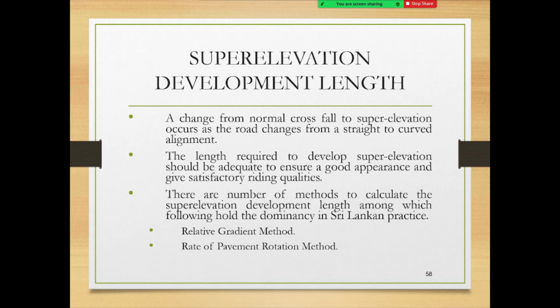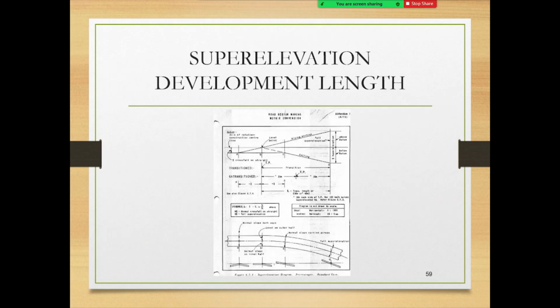There are a number of methods to calculate super elevation development length, among which the following hold dominance in Sri Lankan practice. So there are two methods. One is the relative gradient method. The other one is the rate of pavement rotation method. So we are going to discuss these two methods. Right? Now can you see these things? So how is the super elevation development happening?